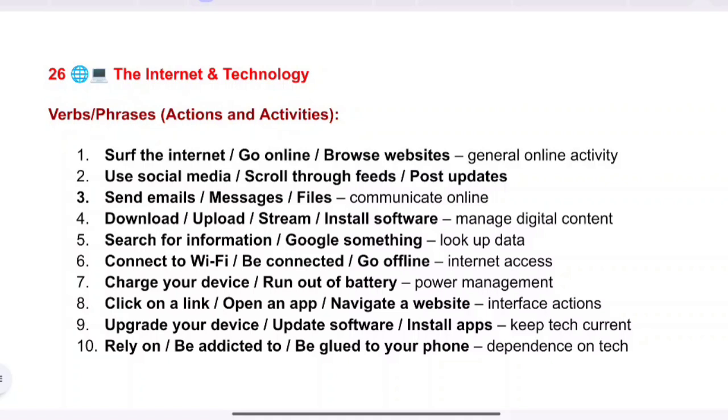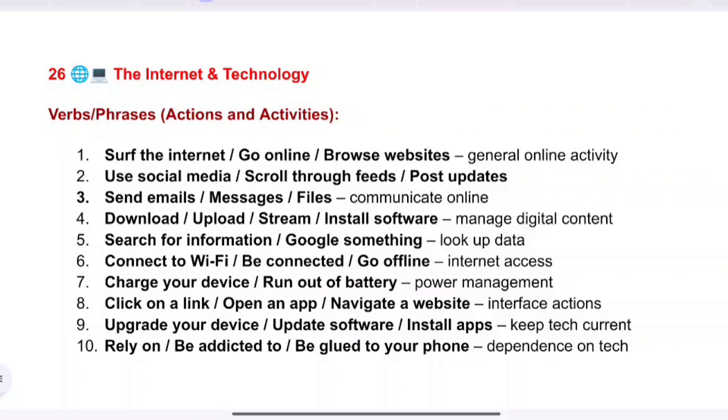2. Use social media, scroll through feeds, or post updates. Those are also the activities that you do online. 3. Send emails, messages, or files. Those are the activities that you do to communicate online.